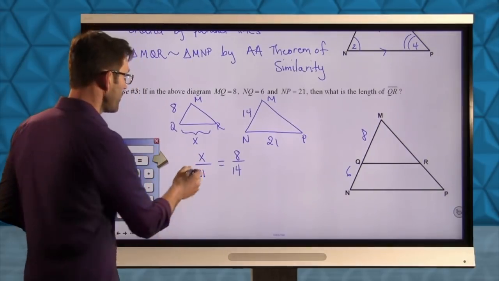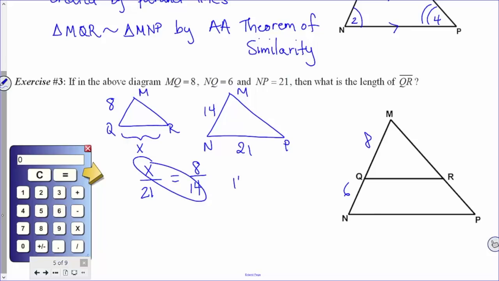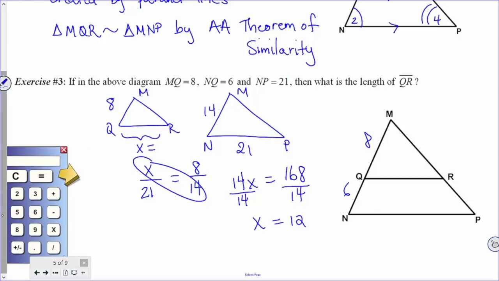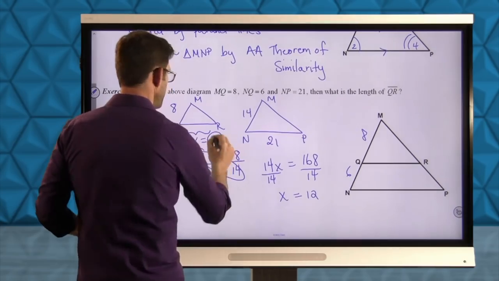Now, of course, we can solve this by just doing a little bit of cross multiplying. I would get 14x is equal to 8 times 21, which is 168. Then, of course, I could divide both sides by 14. That's easy enough even on this calculator. And I get x is 12. Let me move this out of the way. And there we have it.